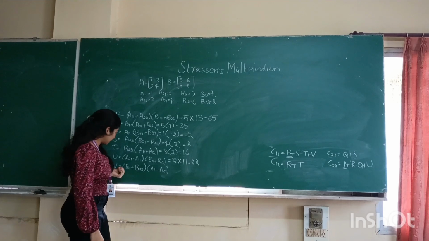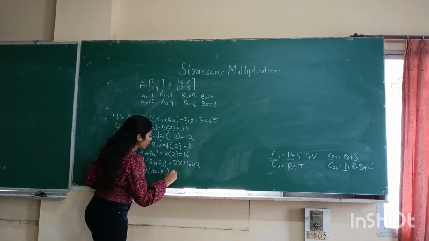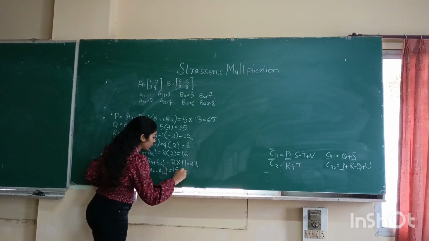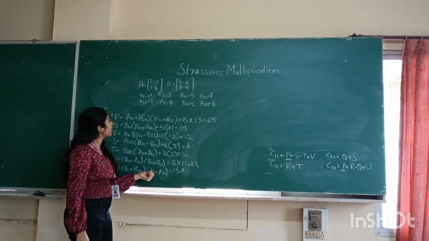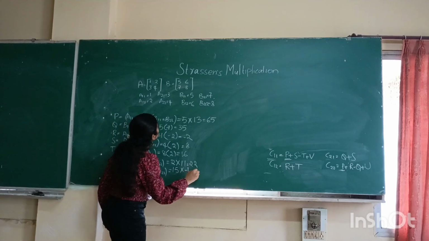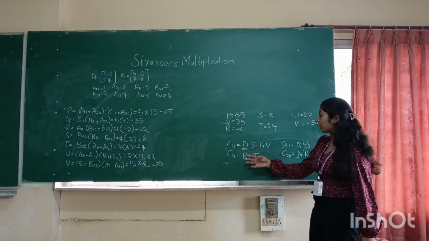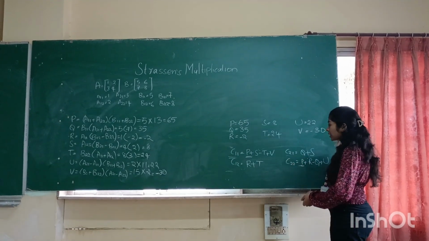Coming to V, B21 plus B22. B21 plus B22 is 15 into A21 minus A22. A21 minus A22 is minus 1. So minus 15. Let's find the values of C11, C12, C21 and C22.